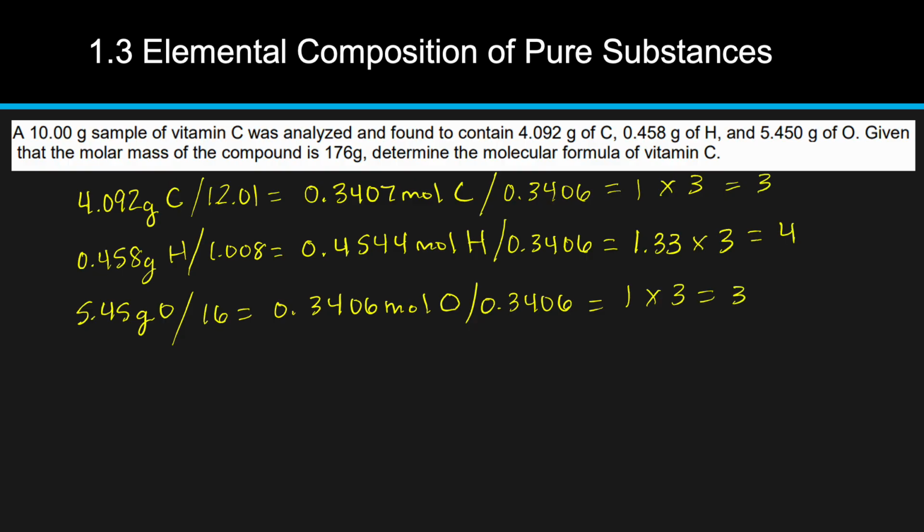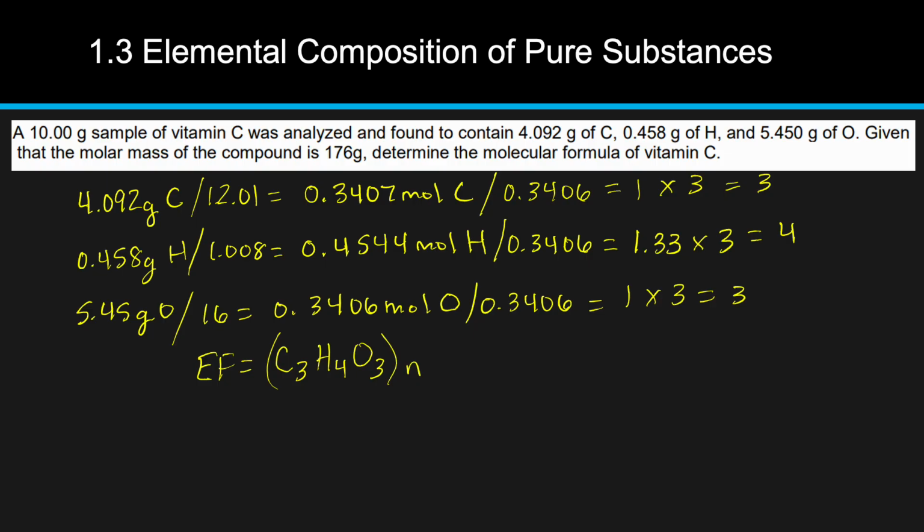So for our empirical formula, we get 3 carbons, 4 hydrogens and 3 oxygens. This is our empirical formula. Now what it's asking us is to solve for the molecular formula. In order to solve for the molecular formula, we're essentially going to be multiplying it by n, and we need to figure out what n is.